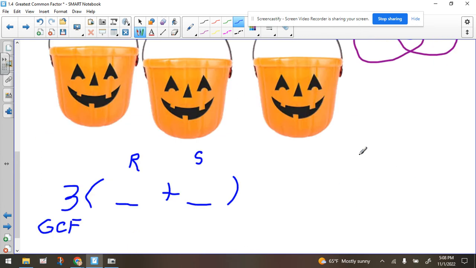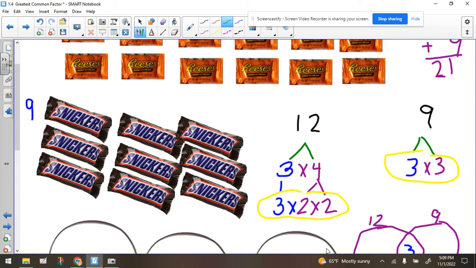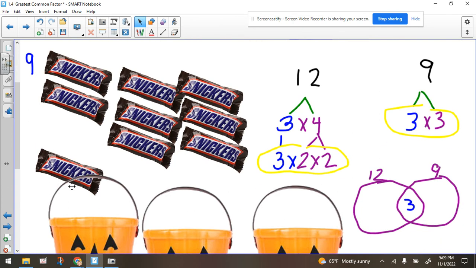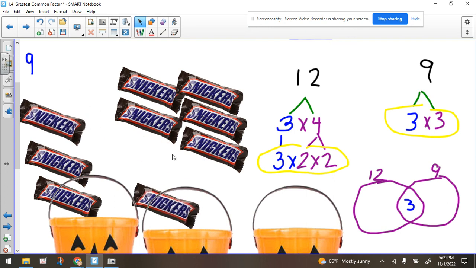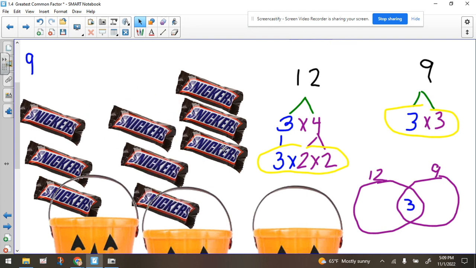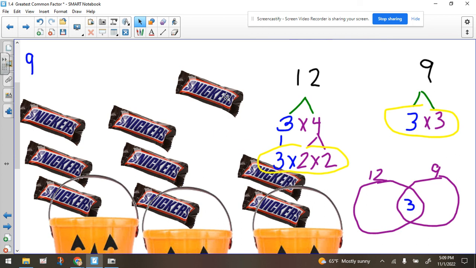So remember, we had 12 of the Reese's and we had 9 of the Snicker bars. So if we divide both of those by the GCF, which is 3, 12 divided by 3 would give us 4 Reese's, and 9 divided by 3 would give us 3 of the Snickers. So what does that mean? That means that if we divide up this, right, this guy gets a Snicker, this guy gets a Snicker, this guy does, Snicker in here, here, and here.